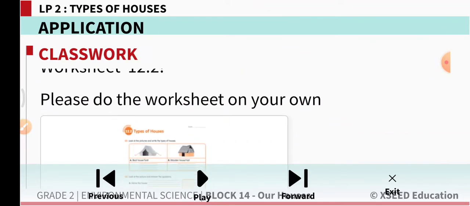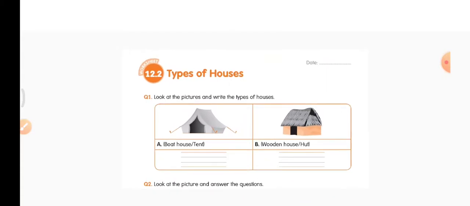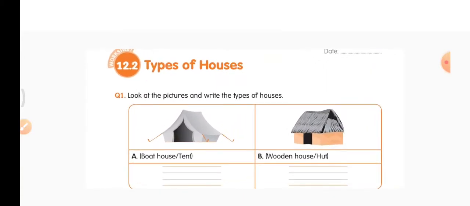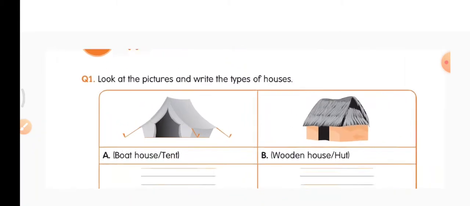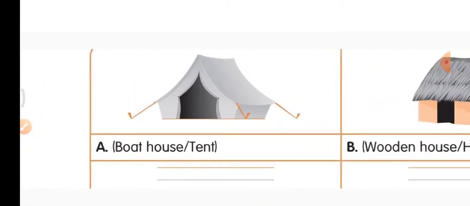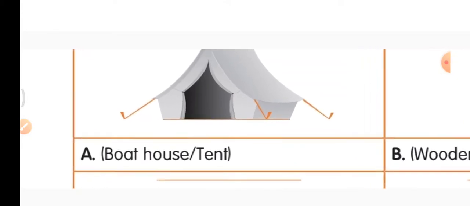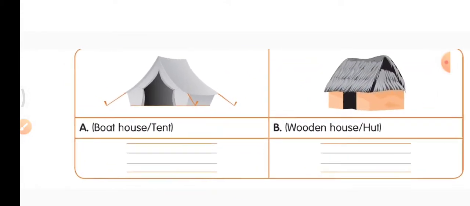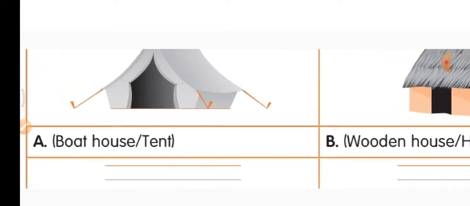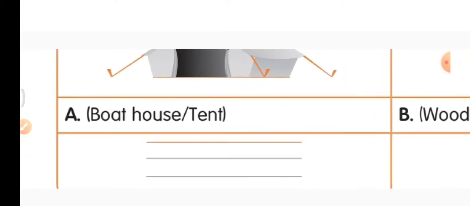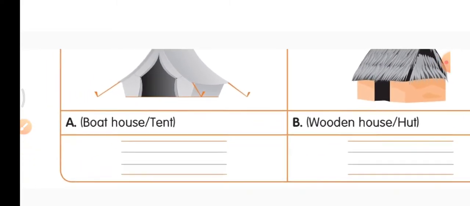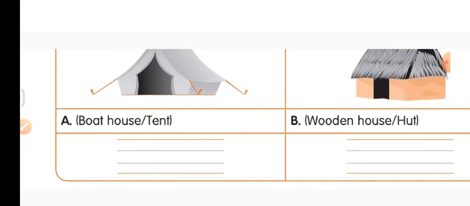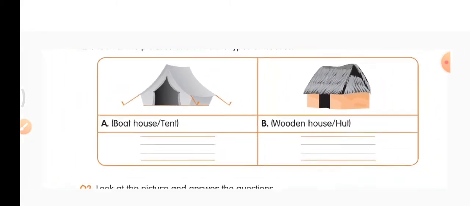Now, all of you open your workbook to this worksheet. This is 12.2 Types of Houses. Put today's date. Look at the pictures and write the types of houses. Here you can see a house that is made out of cloth, right? And it is fixed to the ground with rope and nails. So, is it a boathouse or a tent? Yes, it is a tent. So, tick the word tent and write it neatly under the picture.